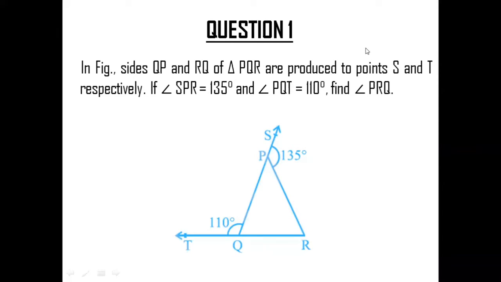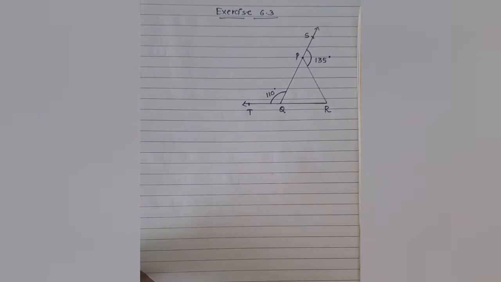Let us solve question number 1 of exercise 6.3, which says that in the given figure, sides QP and RQ of triangle PQR are produced to points S and T respectively, as shown in the figure. If angle SPR is equal to 135 degree and angle PQT is equal to 110 degree, find angle PRQ. Let us observe this figure and quickly get to the solution.